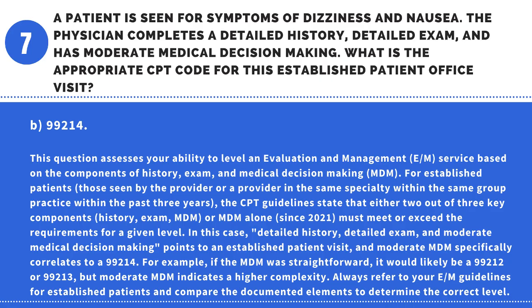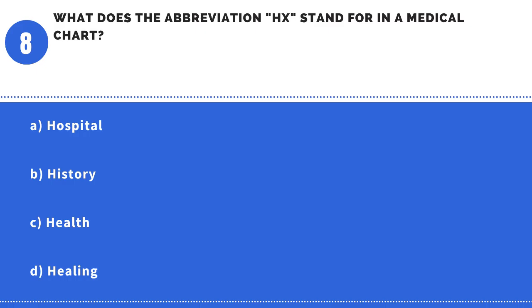For example, if the MDM was straightforward, it would likely be a 99212 or 99213, but moderate MDM indicates a higher complexity. Always refer to your E/M guidelines for established patients and compare the documented elements to determine the correct level. Question 8. What does the abbreviation HX stand for in a medical chart? A. Hospital. B. History. C. Health. D. Healing.